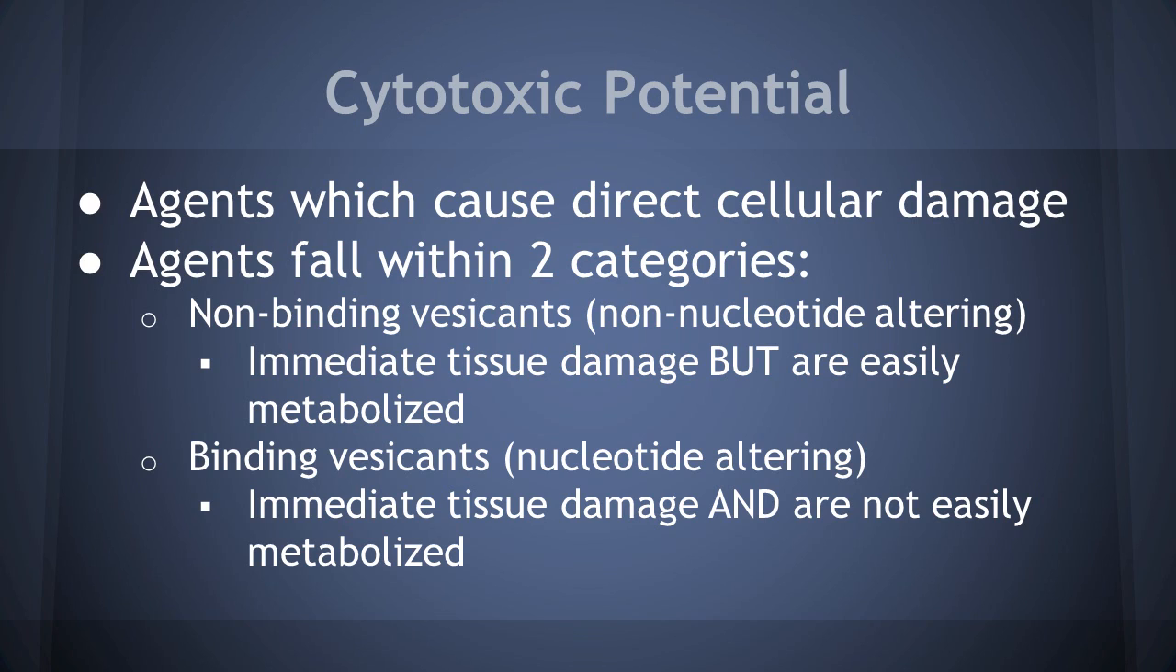Conversely, binding vesicants, which can cause direct damage to the DNA within cells, cause immediate tissue damage and are not easily metabolized, and their effects are long-lasting.